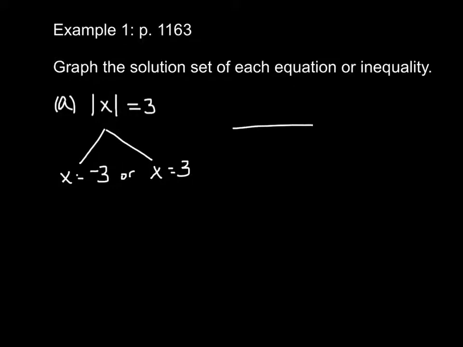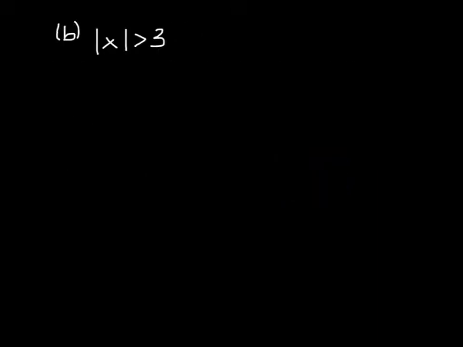So I'm going to graph that. So I'm going to have negative 3 and positive 3. And since it's an equality, it's equal to, there's nothing really to shade, it's just those 2 points. So my solution set is going to be those 2 points, negative 3 and positive 3.